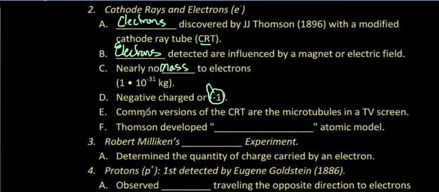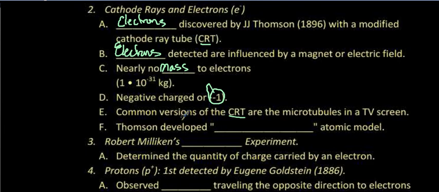And now you may see common versions of the CRT at home. If you have a TV screen, those are miniature CRTs, and the lines of the CRT are manipulated by the magnetic field, allowing the electrons to hit the screen in a particular order.